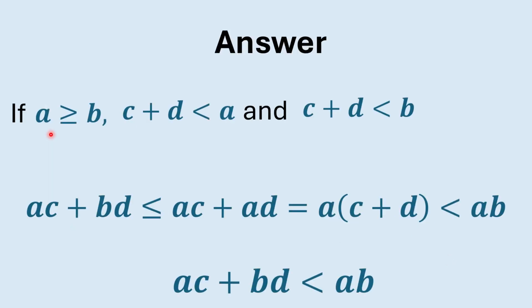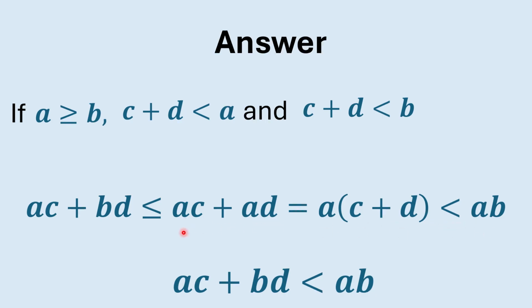In the first case, a is equal to or greater than b, c plus d is less than a, and c plus d is less than b. We can start with this relationship, c plus d is less than b. Firstly, we can multiply the positive value a on both sides, and ab must be greater than a times, in the brackets, c plus d. And we open this bracket, which is equal to ac plus ad, so ac plus ad must be less than ab.